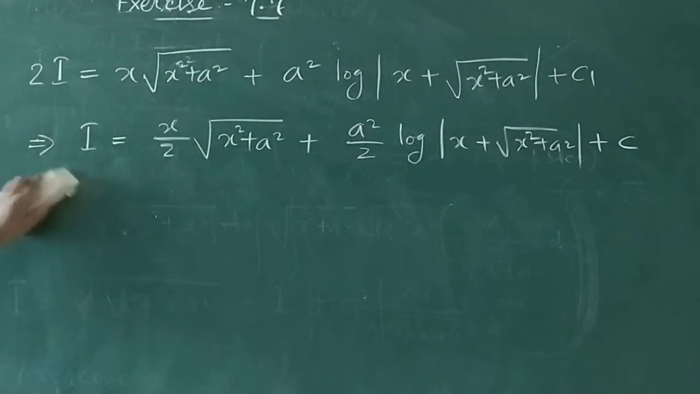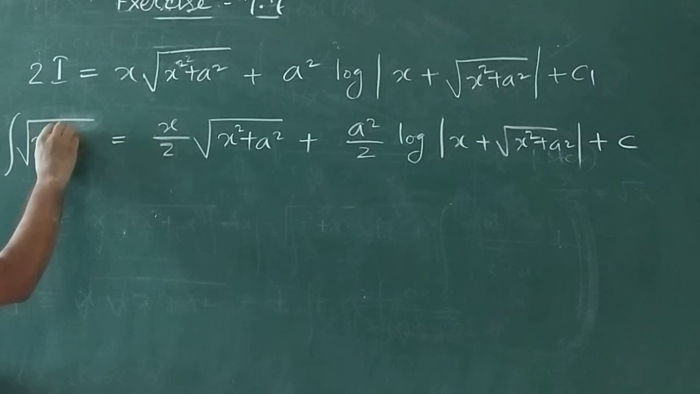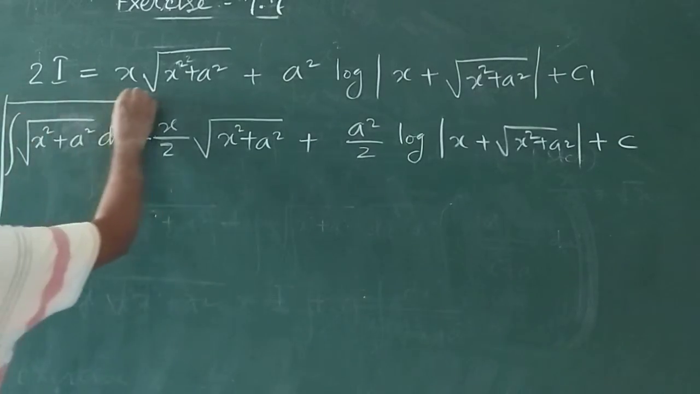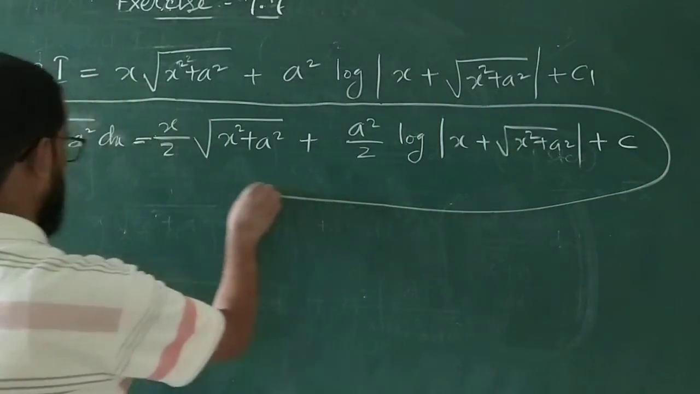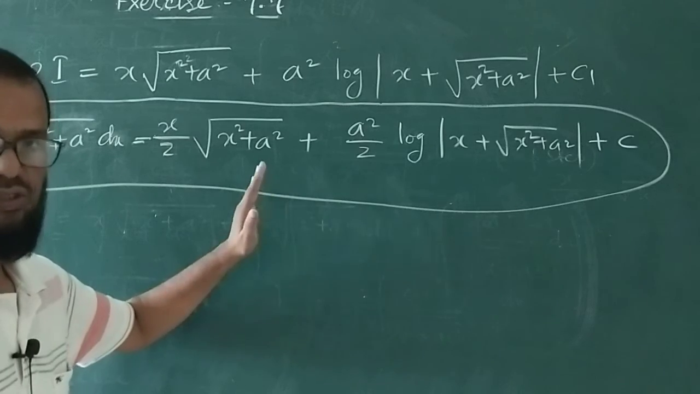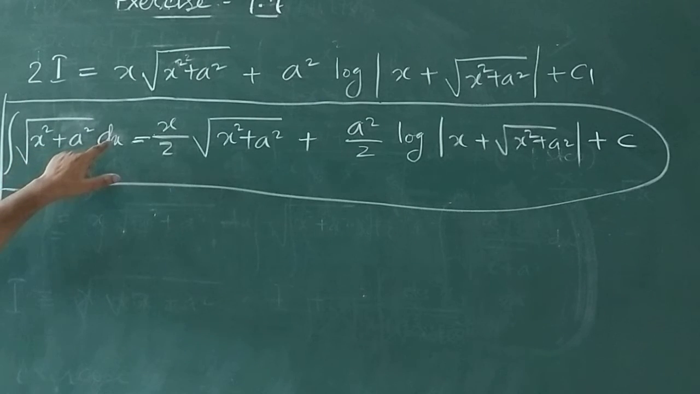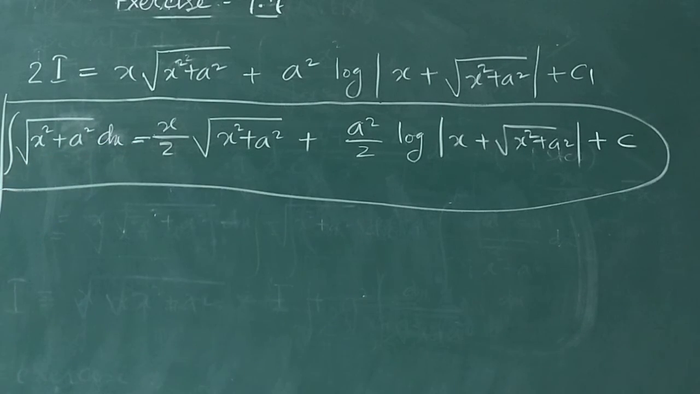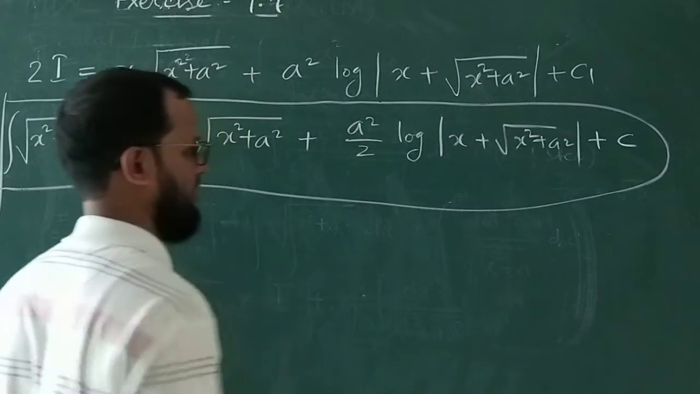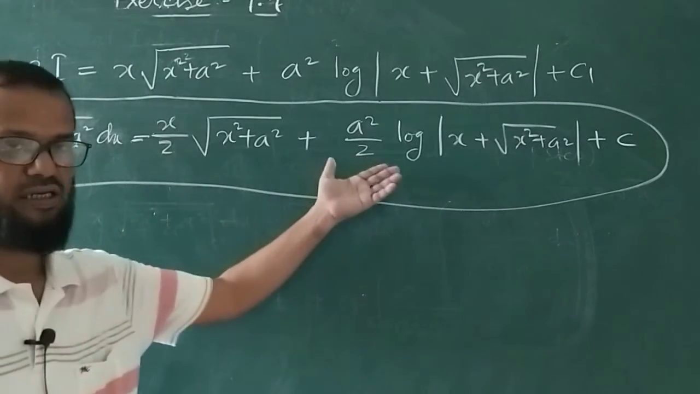So you can write I, which is the integral of root over x square plus a square dx. This is a new result, a special integral, and you can consider it a formula. From now onwards we are going to use it as a formula. What is the formula? Integration of root over x square plus a square dx equals x by 2 into this expression plus a square by 2 into log modulus x plus the expression. You have to remember it, using your own technique.